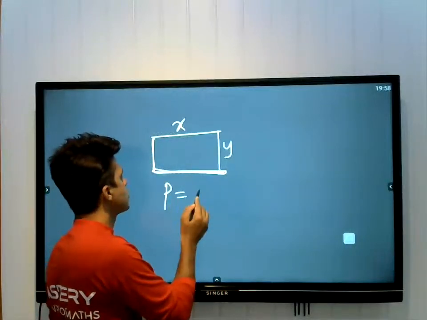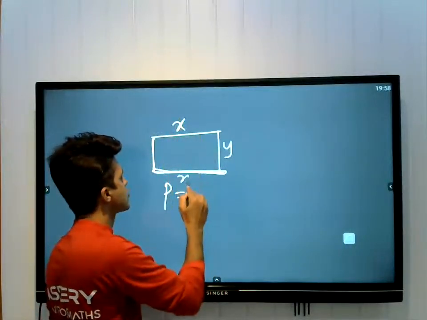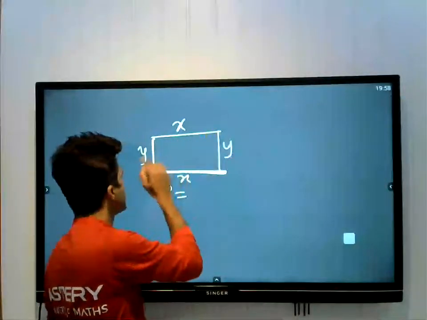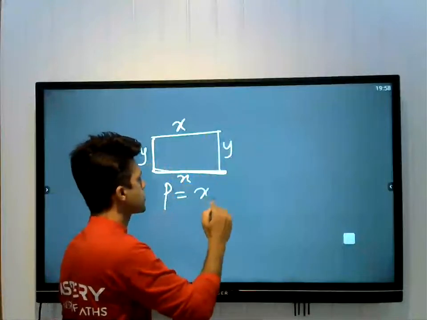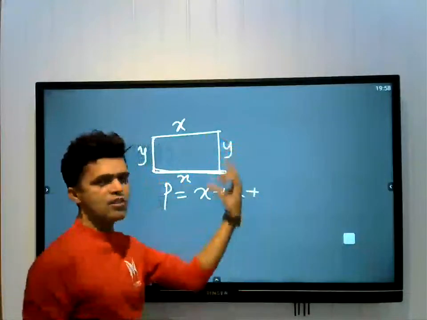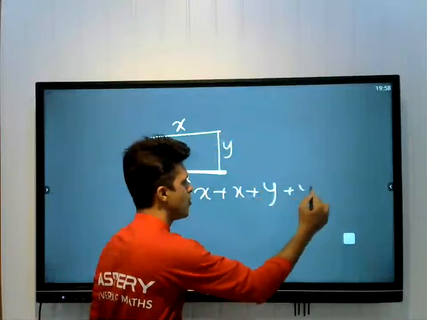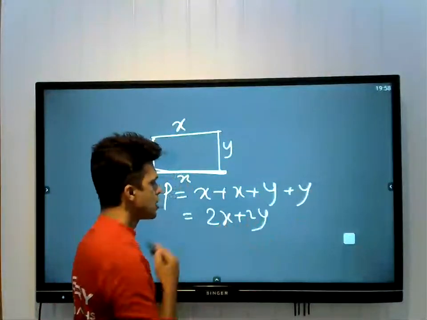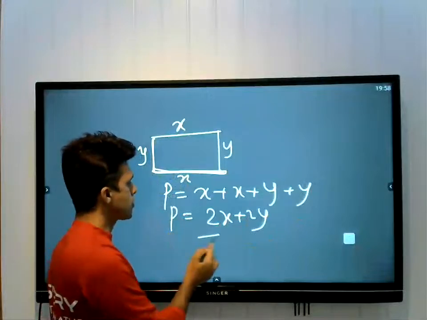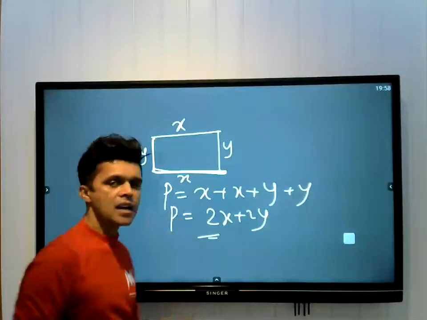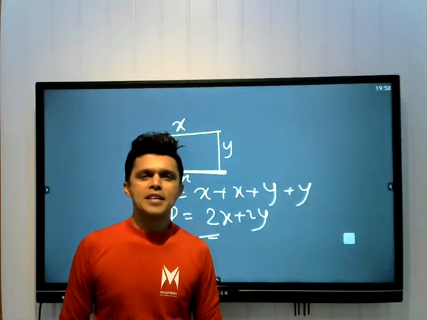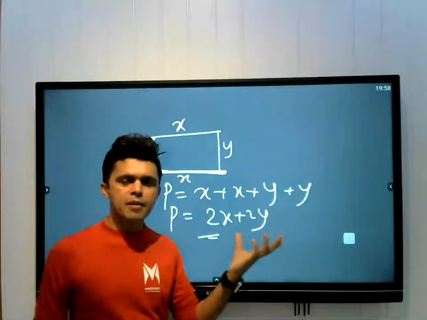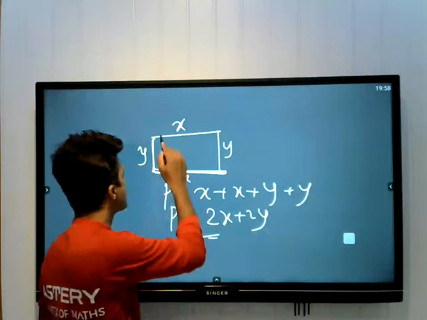Perimeter equals, this is x and this one also x, length. Here y, breadth, equals breadth. So perimeter equals x plus x, 2x, y plus y, 2y. Which means the perimeter of this rectangle is 2x plus 2y. So here is a way of getting the perimeter of this rectangle in terms of x and y.